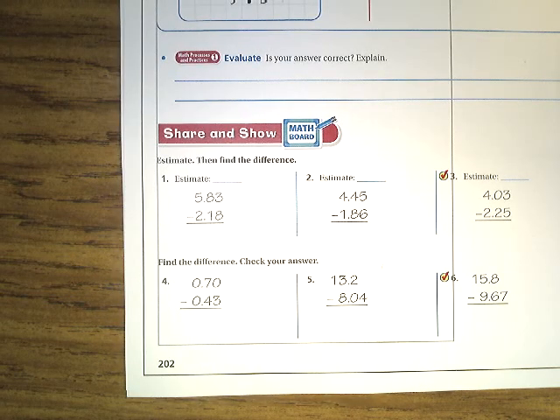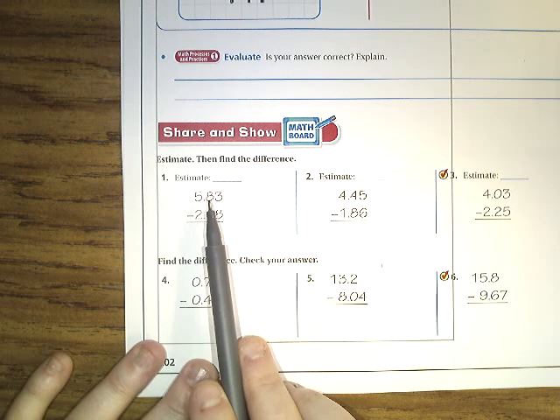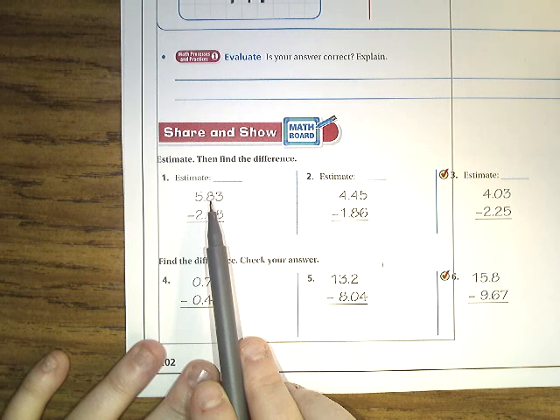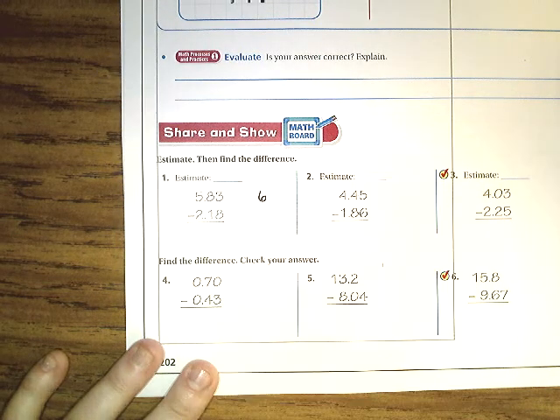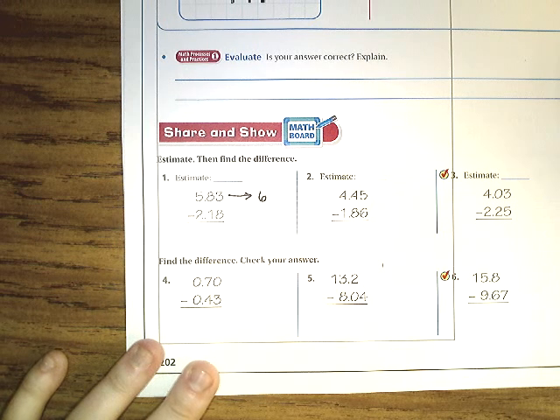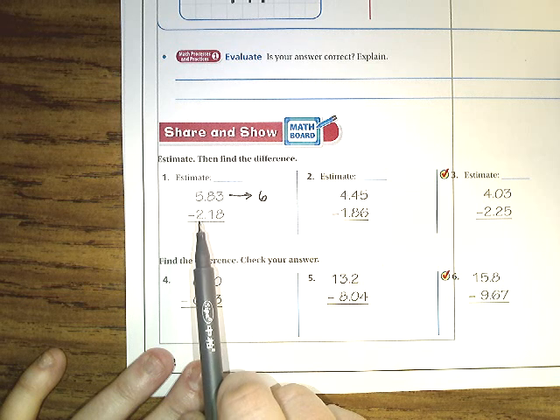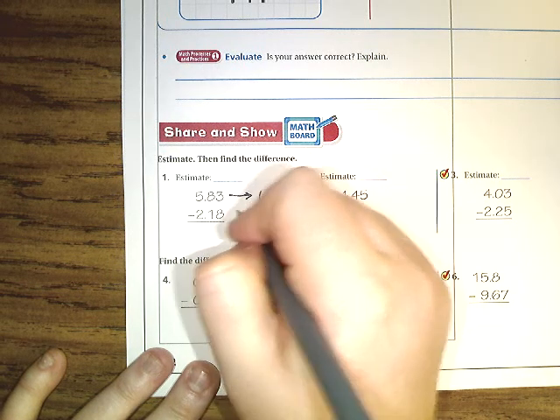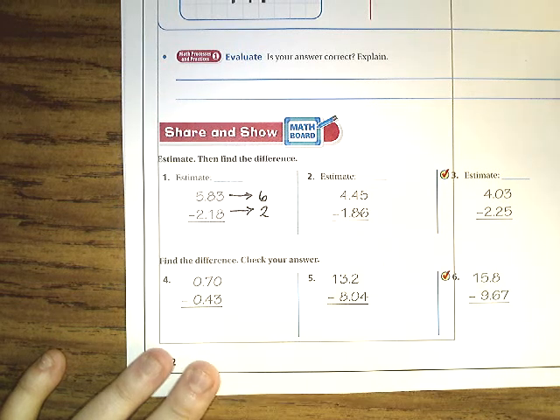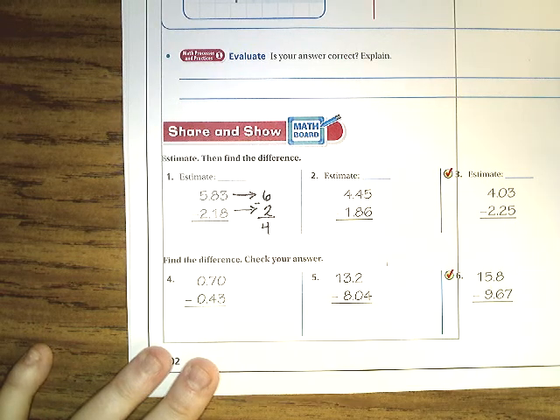We're going to estimate by rounding our numbers to the nearest whole number. So we look at our 5, that's our whole number. We look to the right, which is an 8. Because the 8 is larger than 5, the 5 increases by 1 to 6. So that 5.83 is really like a 6. Same here. We have 2.18. Because we have 2, that's our whole number, we look to the right at the 1. The 1 is less than 5, so the 2 stays the same. So we're going to just keep it at 2. Now we can take 6 and subtract 2 in our head, and we get 4. So our estimate is 4.